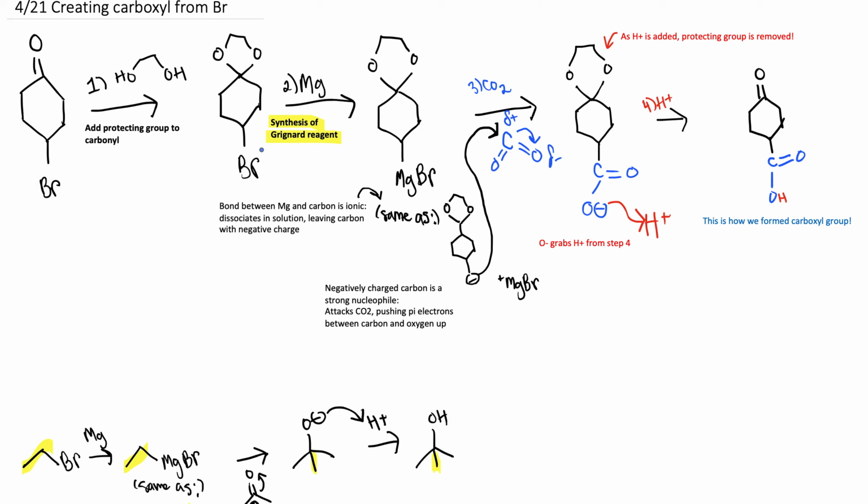So just going over the reaction once more, we start out by protecting our carbonyl, and then we add magnesium, and that is going to form our Grignard reagent. Whenever we react this with CO2, our negatively charged carbon from our Grignard reagent will attack this carbon from CO2, pushing the electrons between carbon and oxygen up onto oxygen. This negatively charged oxygen in our next step is going to grab H plus from solution, turning this section of the molecule into a carboxylic acid, and then H plus will remove our protecting group and give us back our ketone.